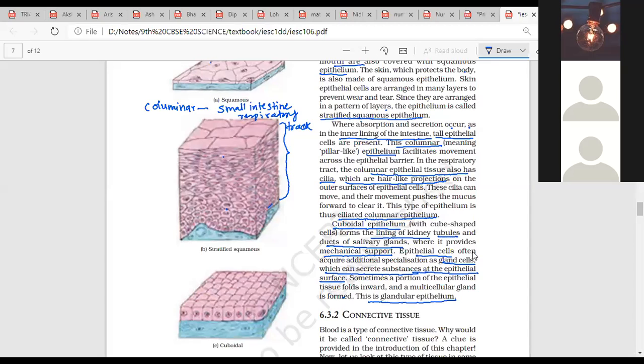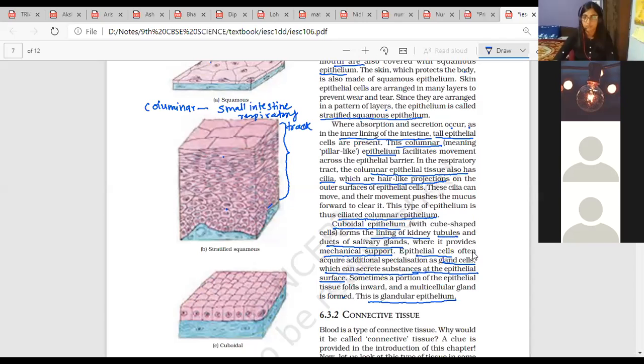So what are the types you have learned in epithelium? One is simple squamous, which is present in blood vessel lining, the esophagus, the lungs' alveoli, and near the kidney tubules. Simple squamous is one layer of flat cells. When these cells are arranged in many layers, it is called stratified squamous epithelium, which is present in skin.